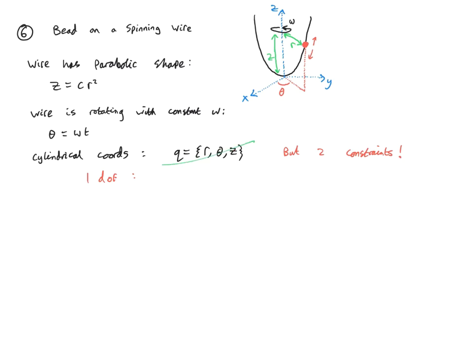We don't want to describe our generalized coordinates as r, theta, and z, but simply a single degree of freedom, q, is equivalent, let's say, to r. I could have picked any of them, but I chose to pick r. Okay, so let's now write down the Lagrangian. It's T minus V. Let's look at the kinetic energy term first.